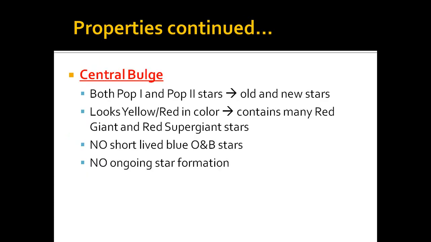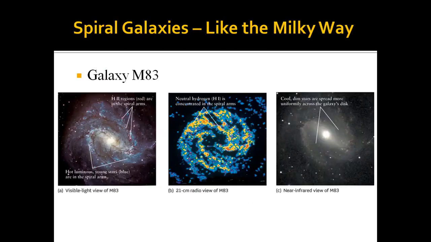Then we have the very center of our galaxy, which is the central bulge. This is actually a bulge-like, ball-like region. It contains a mixture of both population I and population II stars, meaning they're both old and new. In general, it's kind of a yellowy-red color. It contains a lot of red giant stars or red supergiant stars, giving it that red-yellow glow. And there's really no star formation going on in the central bulge of our galaxy.